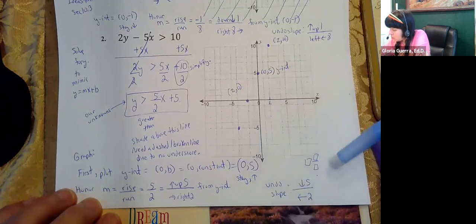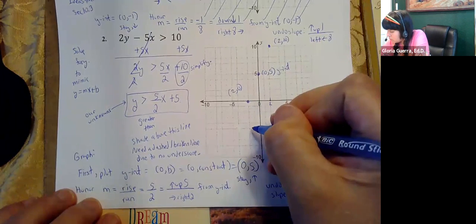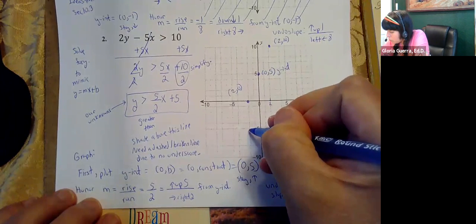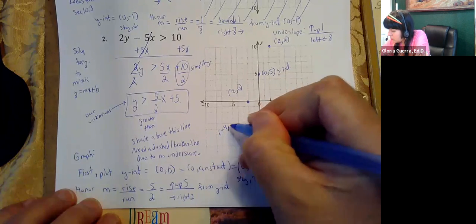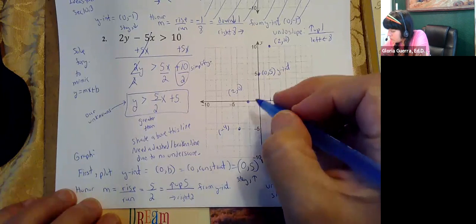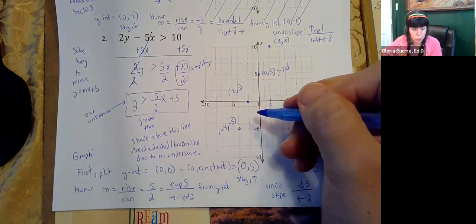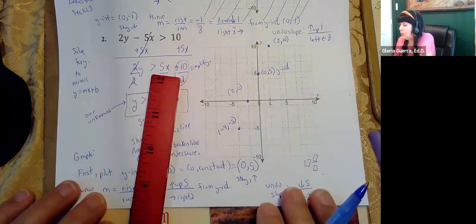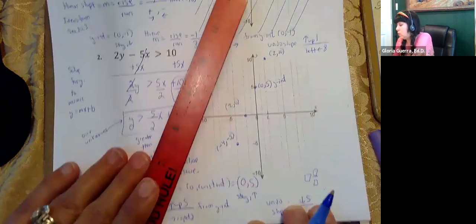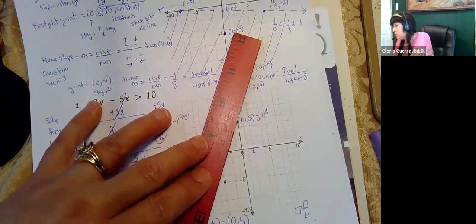Okay, then I'm going to go down 5, left 2. I think I went too much. Down 5, left 2. So I think that's what? -4, -5. Is that correct? And it looks collinear. And we're making a dash line, not solid, because there's no underscore.